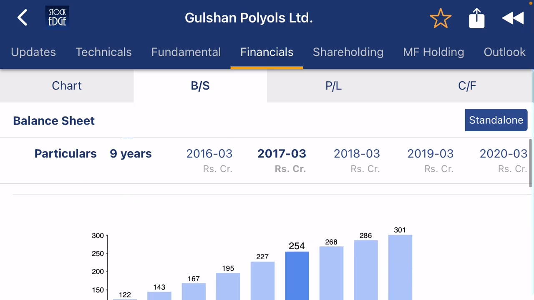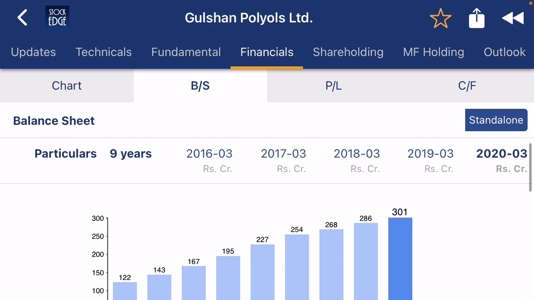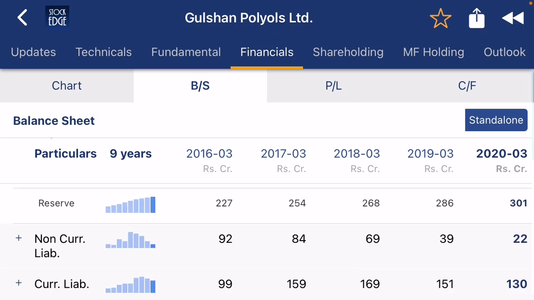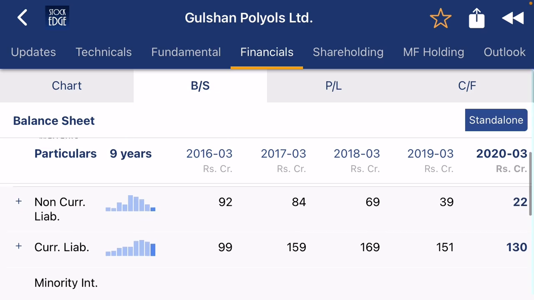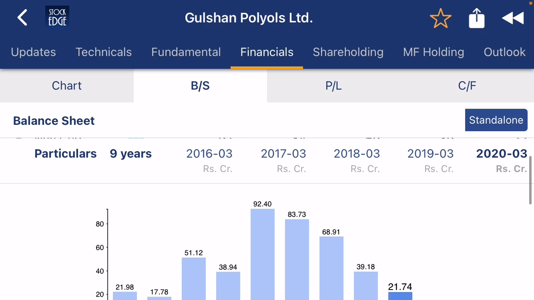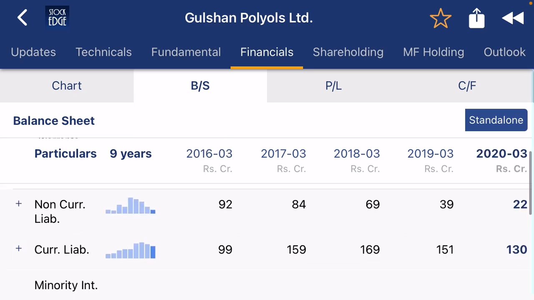Reserves are growing exponentially, 100 crore, now it is 300 crore. Very good sign. Every investor wants to see this kind of reserves growing. Non-current liability is also decreasing. Wow, what a sign, 92 crore to 27 crore. Very good and positive sign by the company.